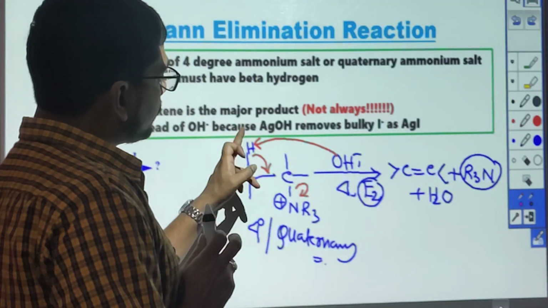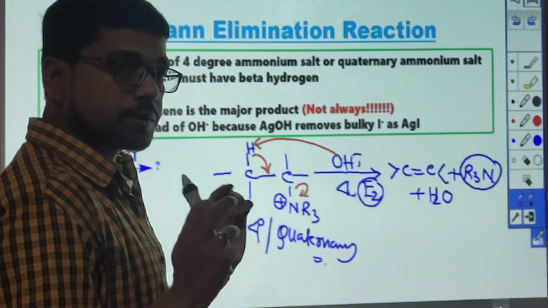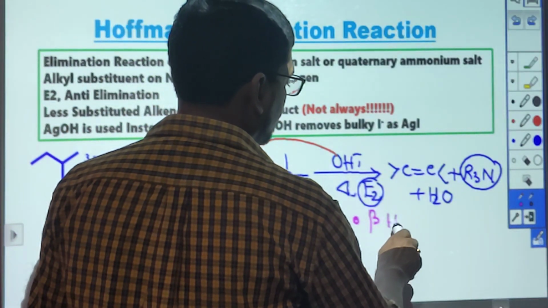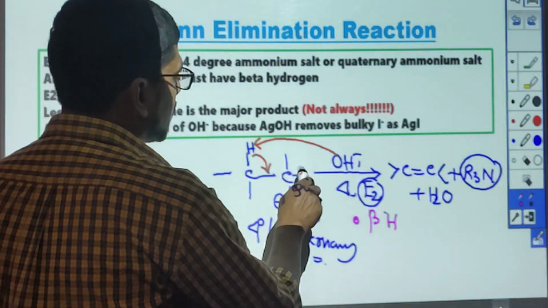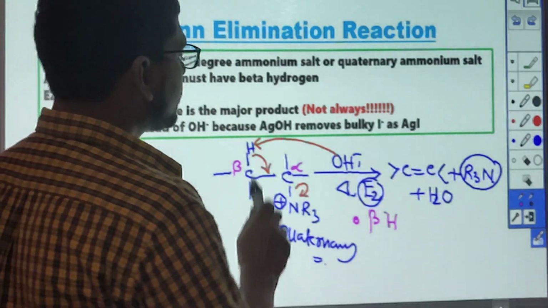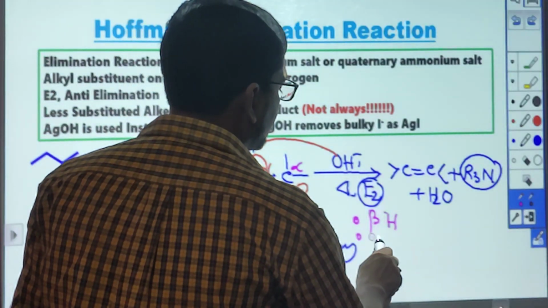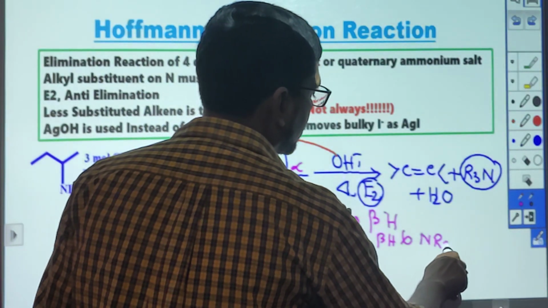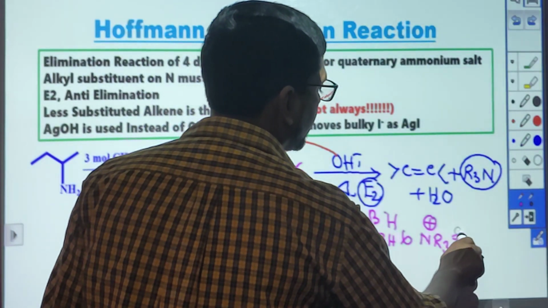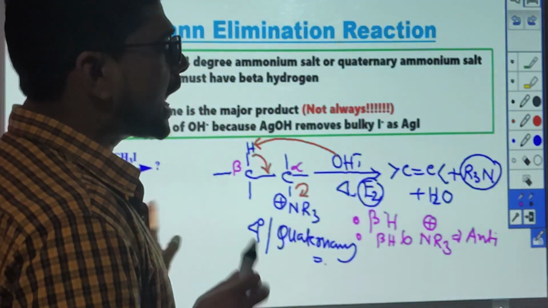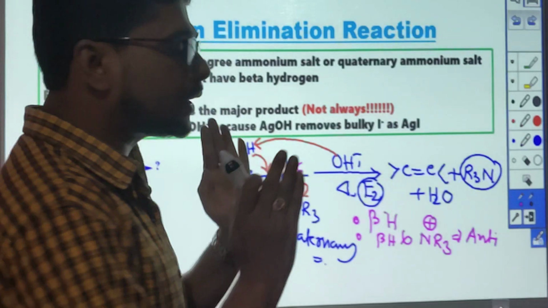There must be a beta hydrogen present. So beta hydrogen must be there. Say this carbon is the alpha carbon, this carbon is the beta carbon. Second condition, this beta hydrogen and NR3 plus must be in anti positions. Anti positions means anti periplanar positions.